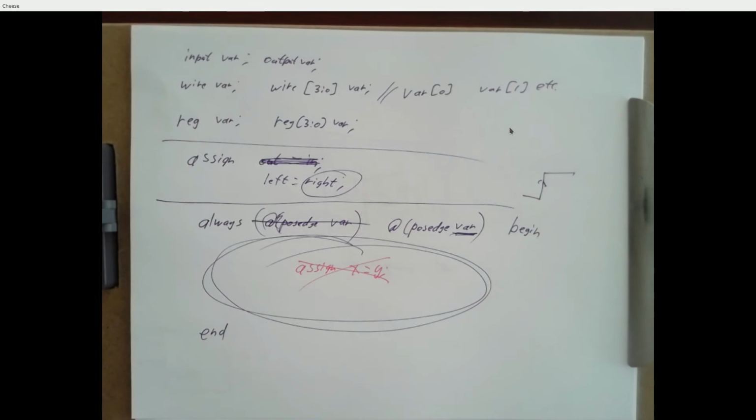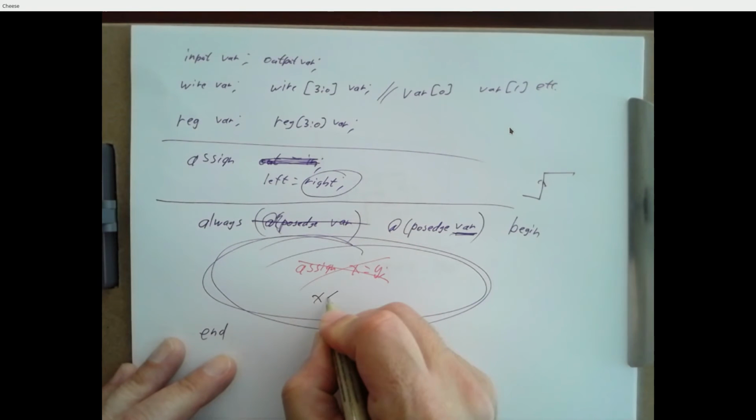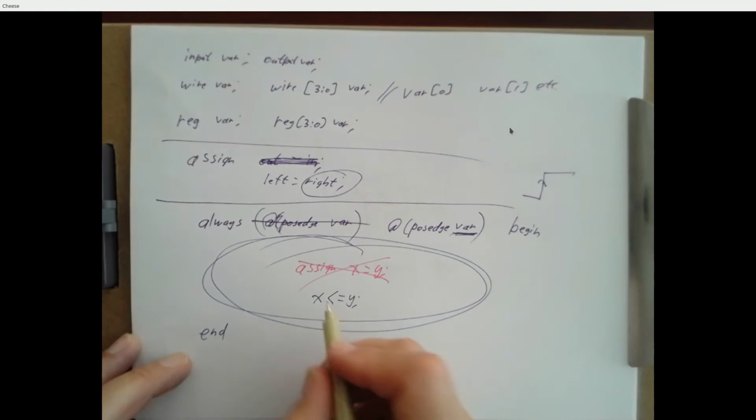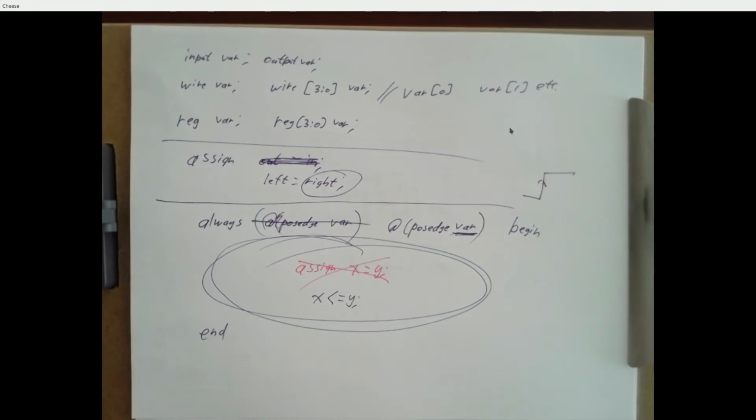But here's what we can do. We can say copy the value of Y into X. And we have to use this special notation, this less than sign followed by an equals. It's like an arrow, right? So this would say whenever this variable changes from a 0 to 1, copy whatever the value of Y is to X. So let's think about how we would do that.